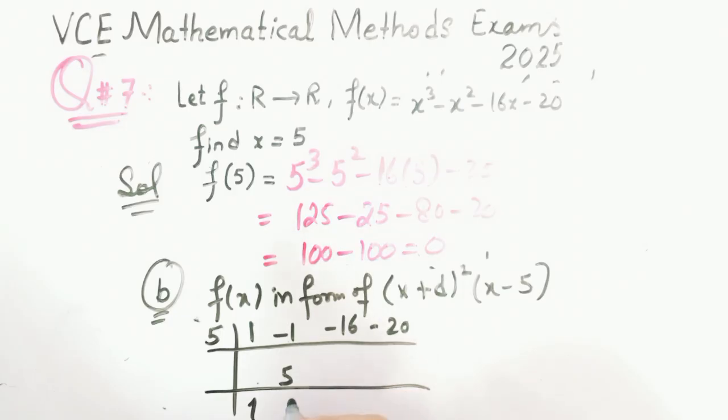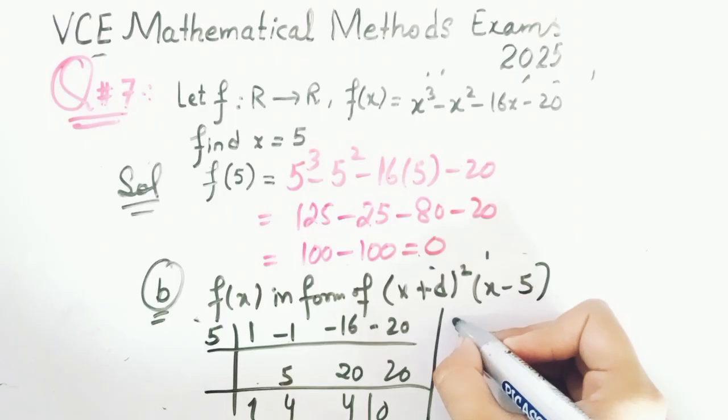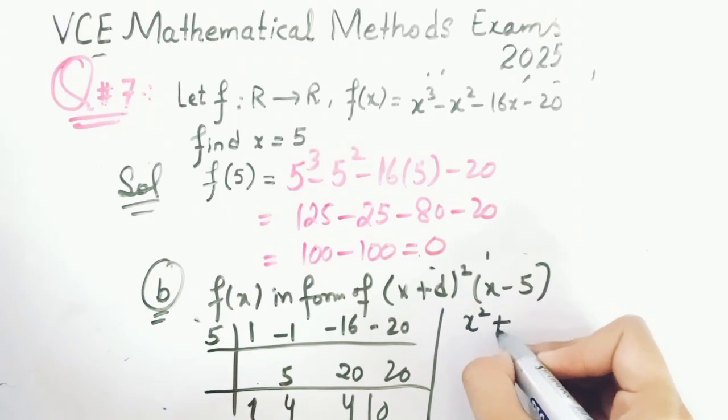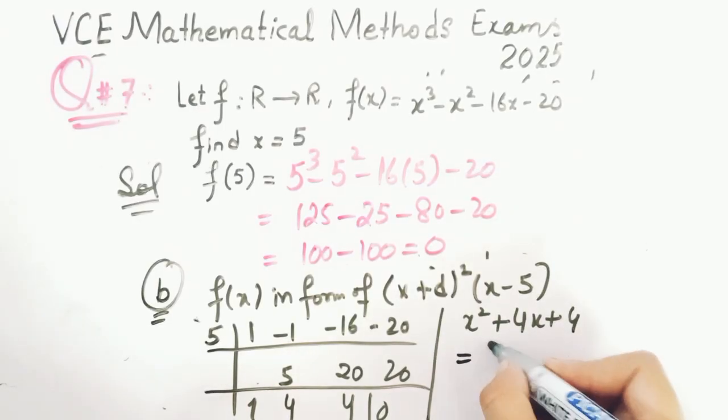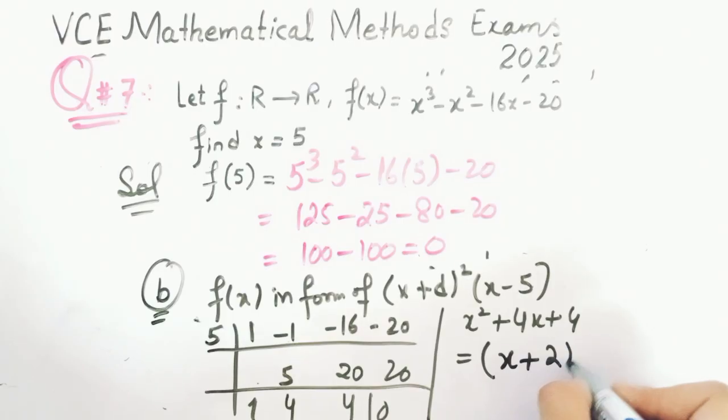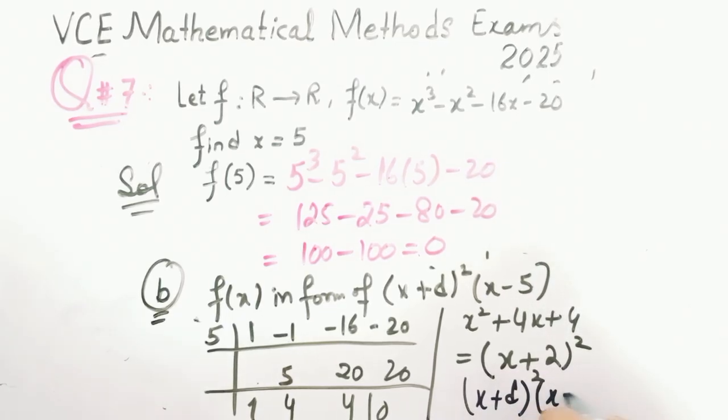Then this will be 4. 4 times 5 is 20, again 4, 4 times 5 is 20, remaining 0. So this will become x square plus 4x plus 4. This will become (x plus 2) whole square, which implies that our expression will become equal (x plus d) square into (x minus 5).